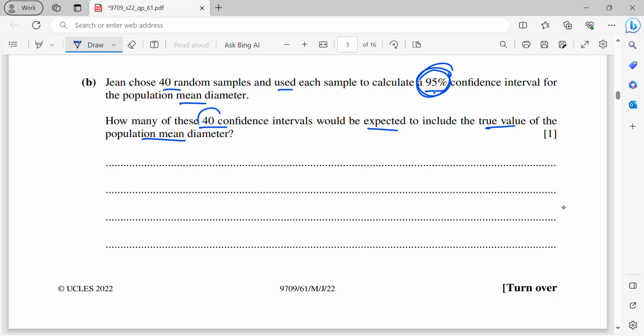But since here he used 40 confidence intervals, therefore the number of confidence intervals to include the true mean is going to be 40 times 0.95. Because one interval will be with probability of 0.95 to include the true mu. So now you consider 40, therefore 40 times 0.95. So it will be 38.